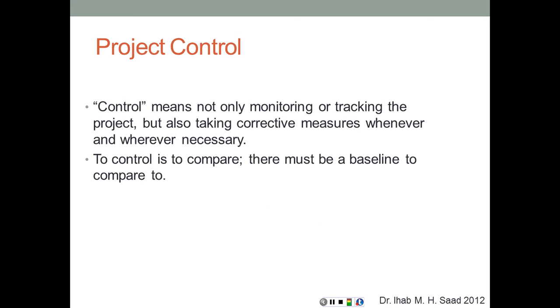Control means not only monitoring. Monitoring is observing and measuring, but what is the result of that monitoring and observing? It's the decision that we're going to make. So it's taking the corrective measures whenever and wherever necessary. To control is to compare, so we have to have a baseline or a benchmark to compare to. We have to have a fixed target, and then we have to have a moving object, which is the schedule under progress. We have to compare that moving object to the fixed target to know exactly how we are performing.